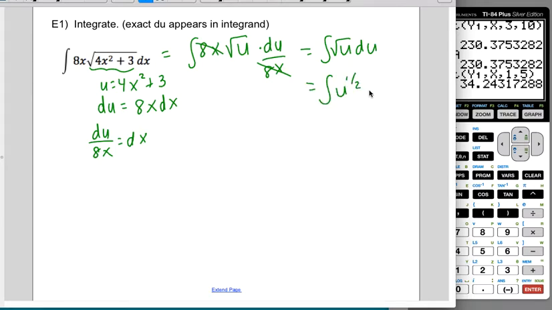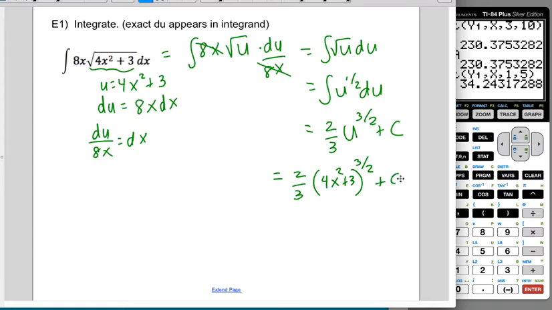Remember that that's u to the 1/2. So we're going to up the power by 1, so u to the 3/2, and divide by the new power, but hopefully we're getting to the point where we recognize that we can just multiply by 2/3 instead. And then my last step is to replace my u with 4x squared plus 3, all to the 3/2. So that's my answer. And notice that I don't forget the plus c.